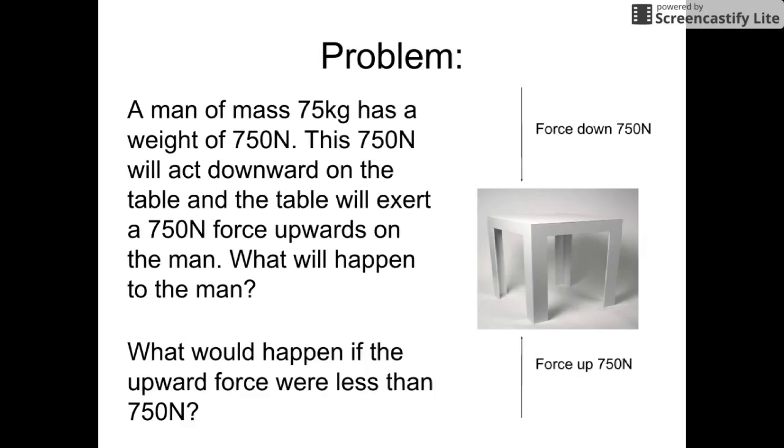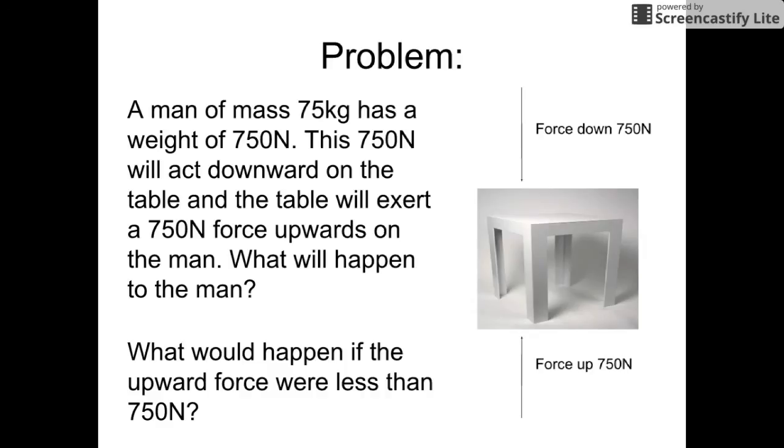So let's think of a problem here. A man has a mass of 75 kilograms, and he has a weight of 750 newtons. Now that 750 newtons is going to act downward on a table, and the table will exert 750 newtons back up on the man. So what's going to happen when he sits on the table? Talk to your partner about this.